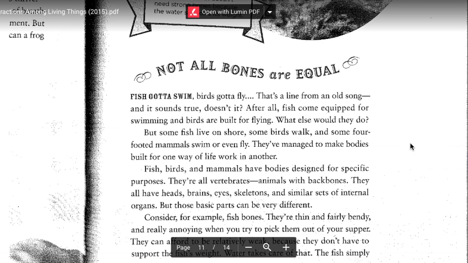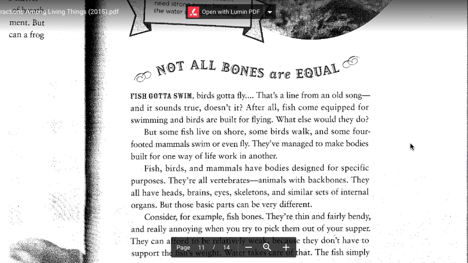But some fish live on shore, some birds walk, and some four-footed mammals swim or even fly. They've managed to make bodies built for one way of life work in another. That's a confusing sentence. They managed to make bodies built for one way of life work in another. So basically they're saying, birds can walk, humans can swim, even though we live on land, right?